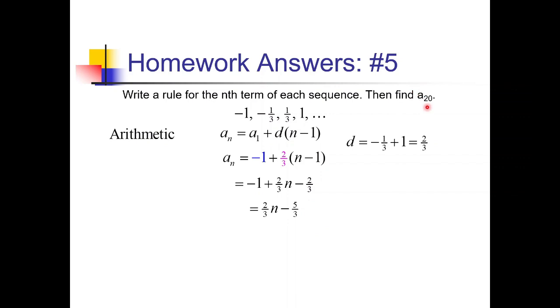Now to get the 20th term, we're going to go ahead and plug in 20 for n. So that gives us 40 over 3 minus 5 over 3. So 35 over 3 then, if we combine all that together.